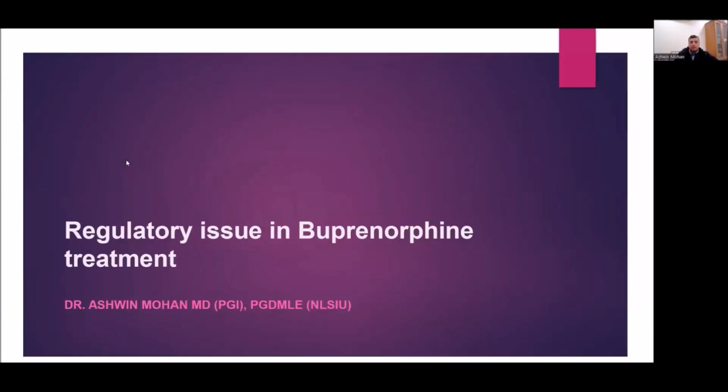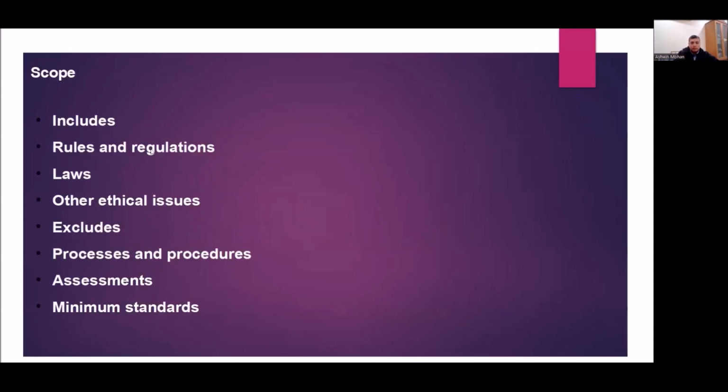So the topic assigned to me today is regulatory issues in buprenorphine treatment. My presentation's scope includes rules and regulations, the laws which are involved, and maybe some other ethical issues, but not much. It will exclude anything about processes and procedures, how to do treatment, the doses or clinical issues, assessments, or minimum standards which are required. The focus will be mainly on rules and regulations and the laws associated with that, and not the other issues.